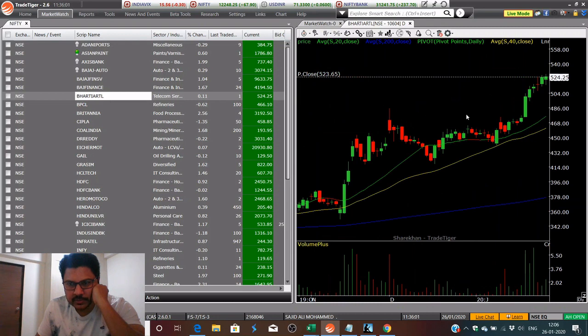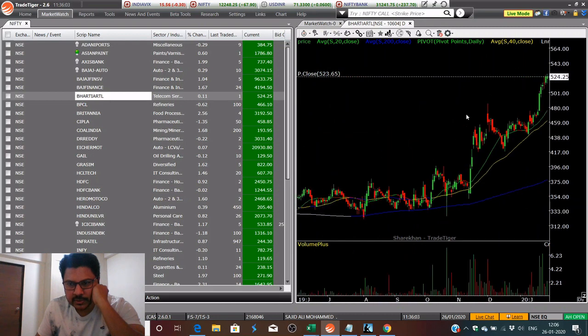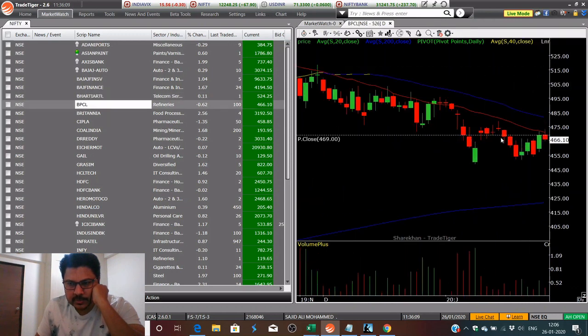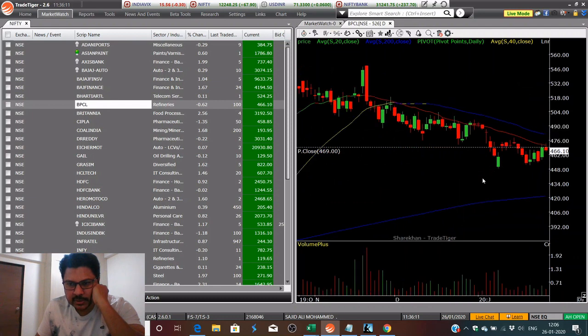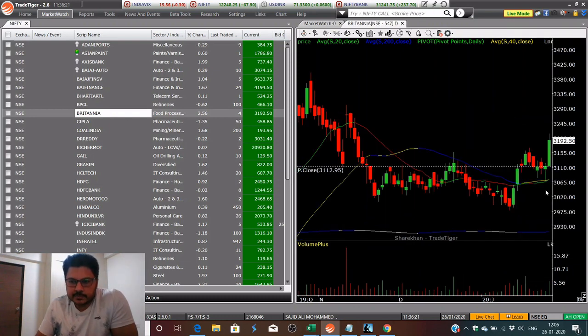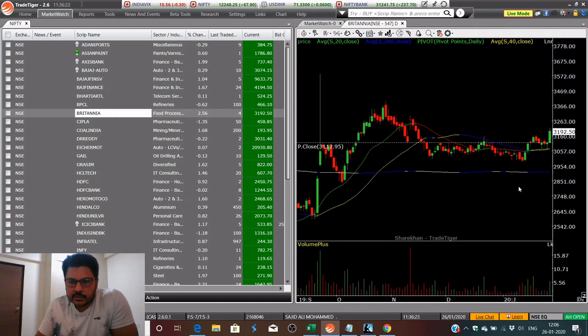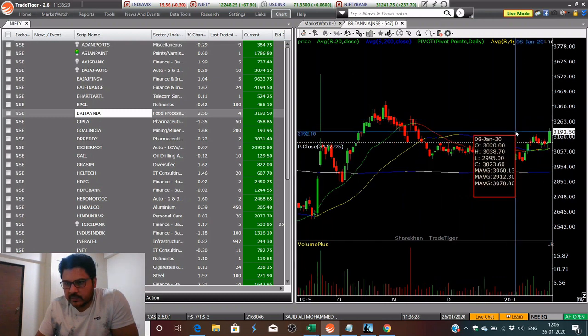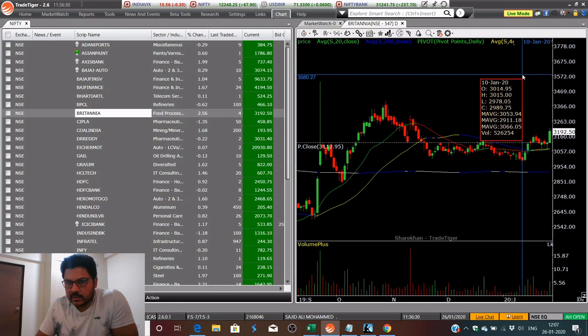And Bharti Airtel looks very strong, very strong. On a daily time frame, you can expect this to go higher. BPCL is in a downtrend. There's a nice space which is forming between 20 and 40 moving averages. So this is a good indication of a downtrend. Britannia is in an uptrend, but there's a lot of resistance here and here and here.